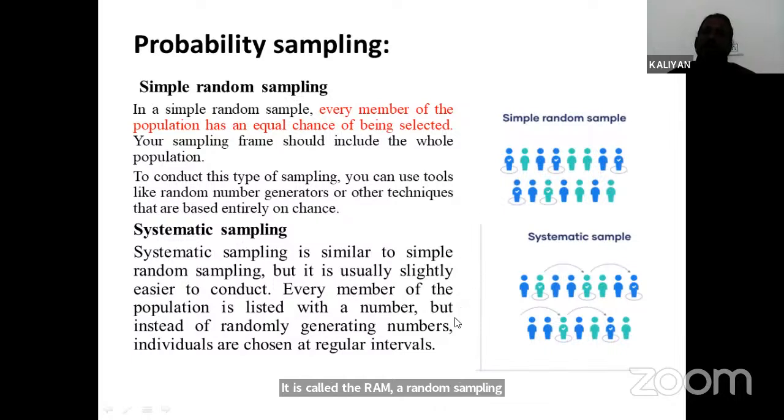Systematic sampling means every member is listed with a number or given a rank. From that given number or rank, we take every nth position. Suppose 5,000 people are there and I need a sample of 500. So we go for systematic sampling. 5,000 divided by 500 is 10. So every 10th person I choose for the selection. Numbering 1 to 5,000, on every 10th one I selected for the sampling. It is called systematic sampling.